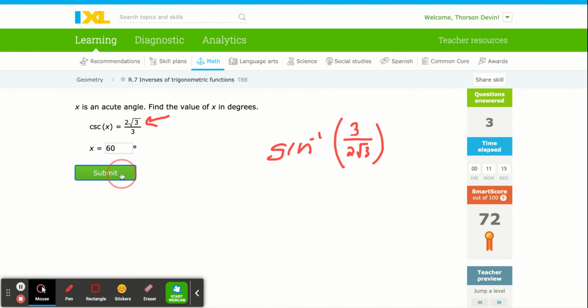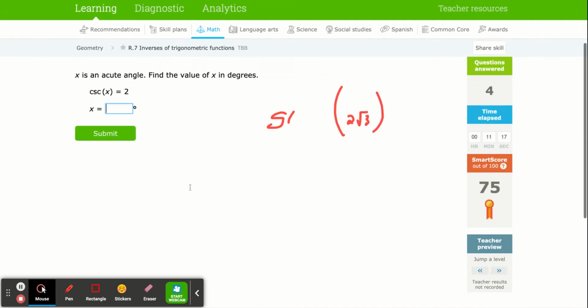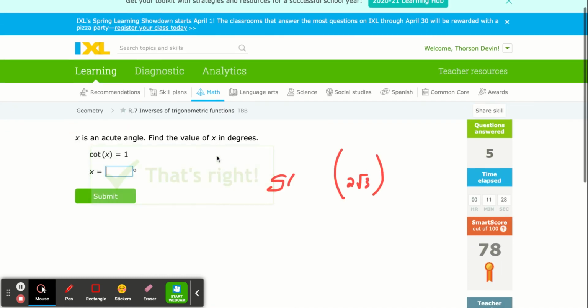But again, I'm hoping that makes sense, that when we do a cosecant like this, it would be the inverse sine of 1/2, right? So you just flip that. Inverse sine of 1/2, I believe, is 30 degrees, by the way.